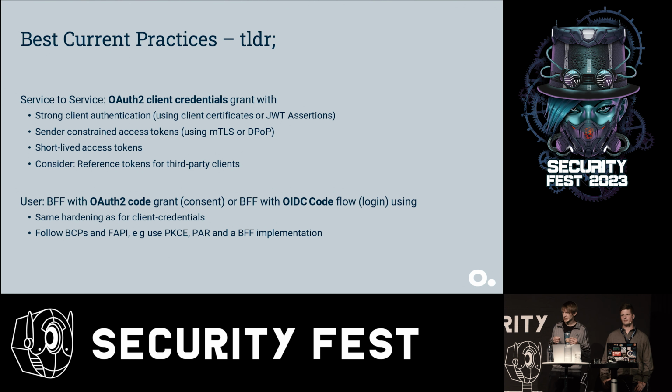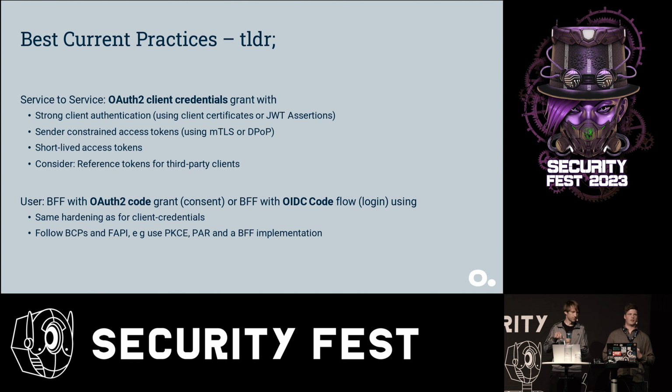We do that using mutual TLS, or if we don't like the public key infrastructure things, we can use a new thing called DPoP. But both of them are just asymmetric crypto with a private/public key pair for each client, so there's not that big of a difference. And we should always use short-lived access tokens. And if we have a third-party client, we should consider using something called reference tokens.